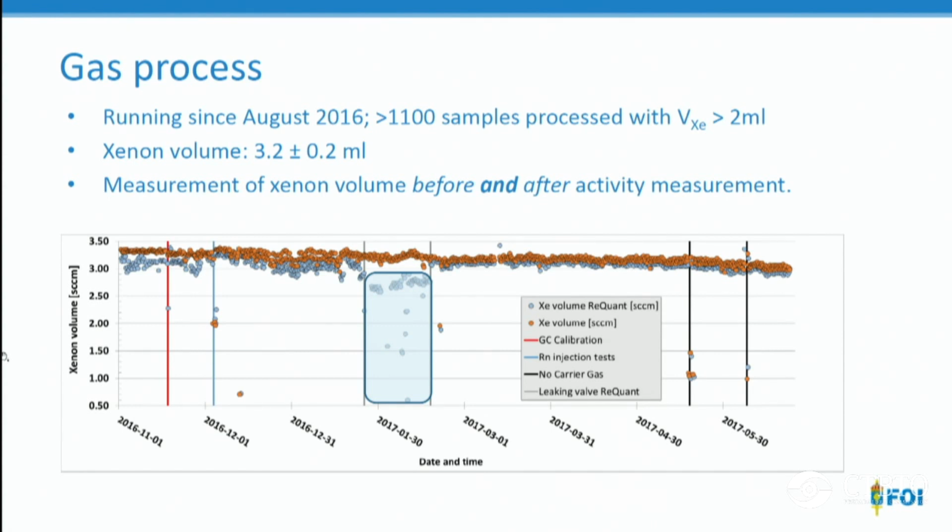You can also see here we have 2 dots. The brown ones are the ones measuring the xenon volume going into the system, and the blue ones after the measurement in the detector cell. Then we had some period where we had a leak in a valve. I marked that with this blue rectangle there.